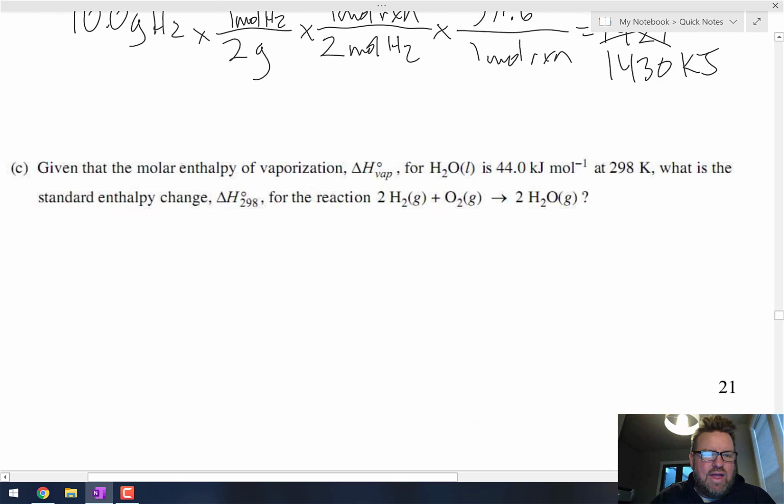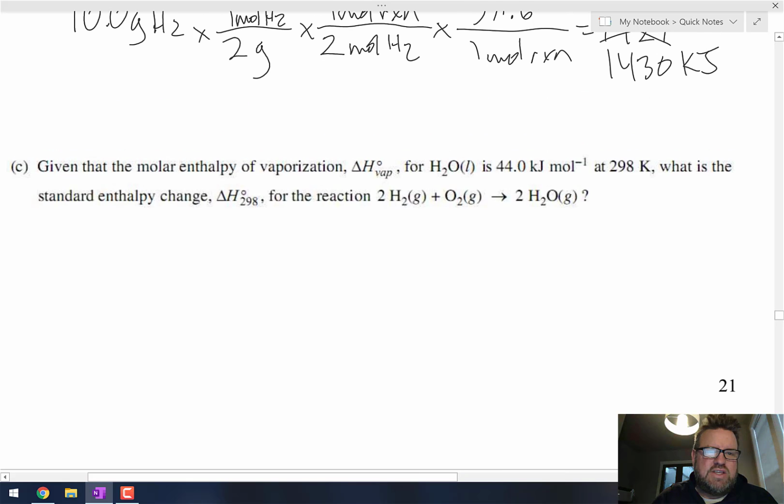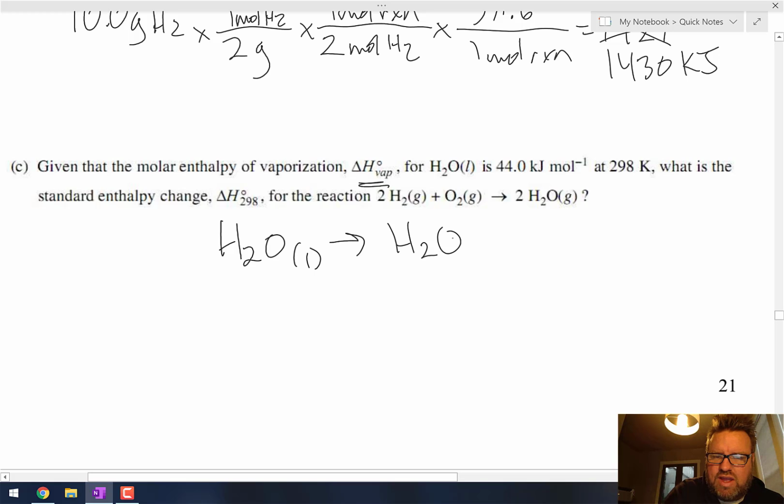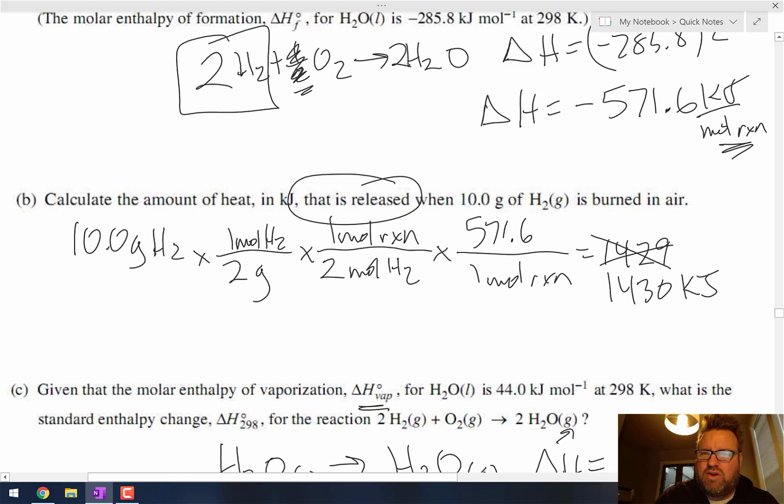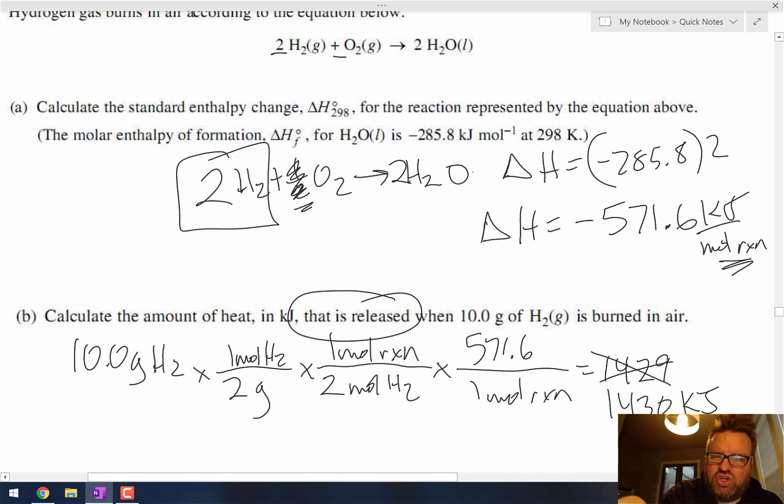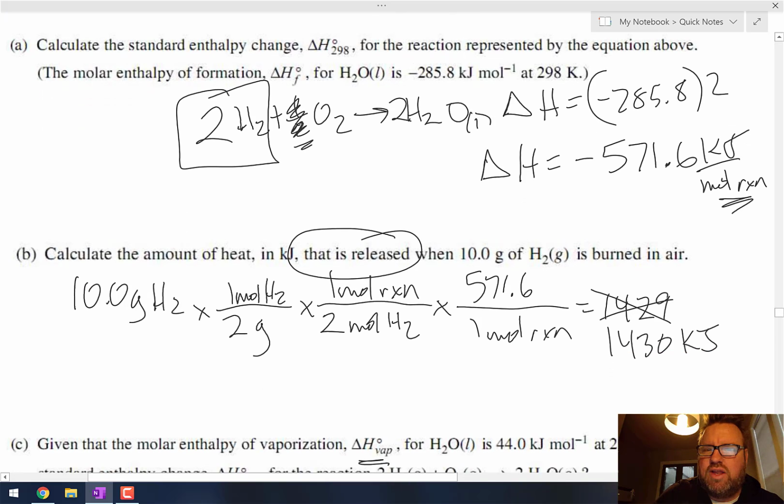Okay, and then our last part here, part C, says given that the molar enthalpy of vaporization for H2O liquid is this. So that means that H2O liquid, vaporization meaning turning into a gas, to H2O gas, delta H is equal to 44. What is the standard enthalpy change for the reaction? The same reaction, but now notice that the water's turning into a gas rather than a liquid. So up here, in our equation, it's liquid. So how can we change this equation to turn it into a gas?